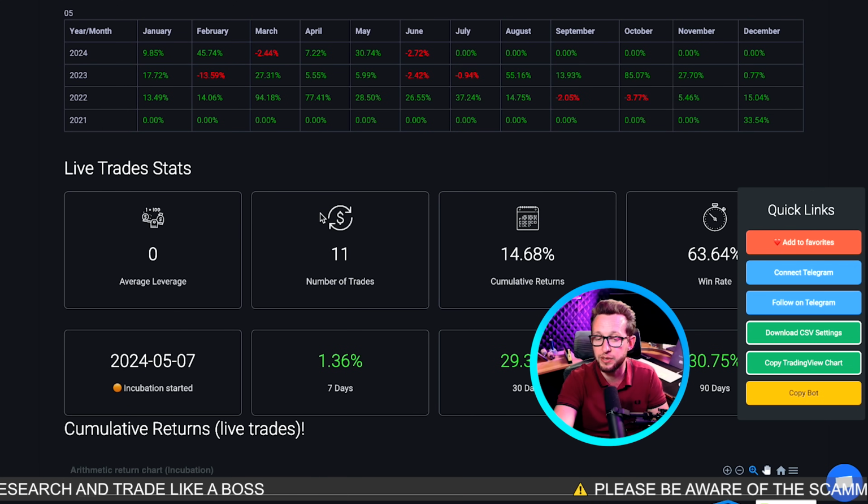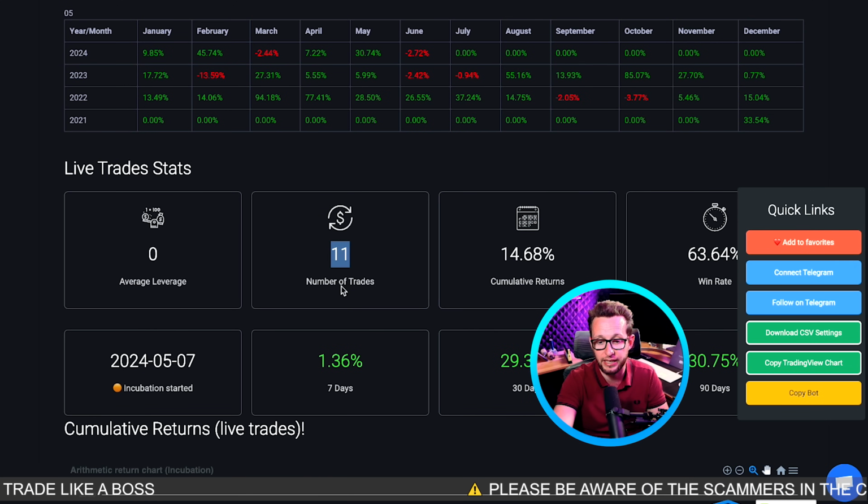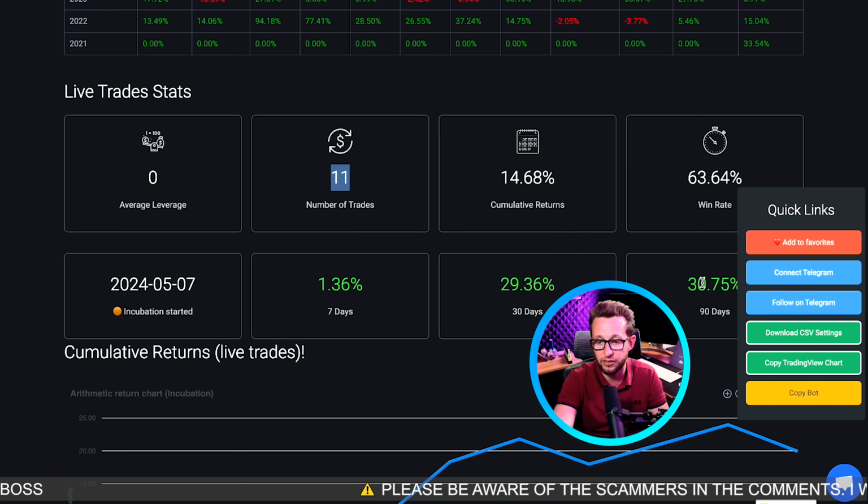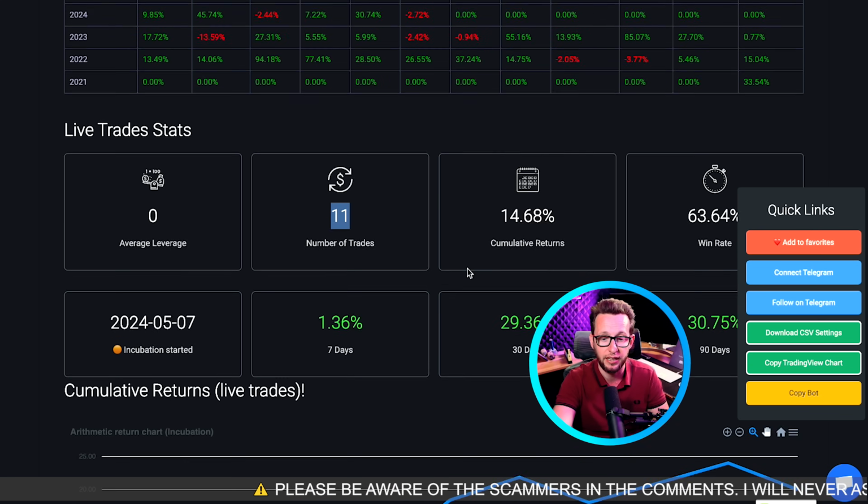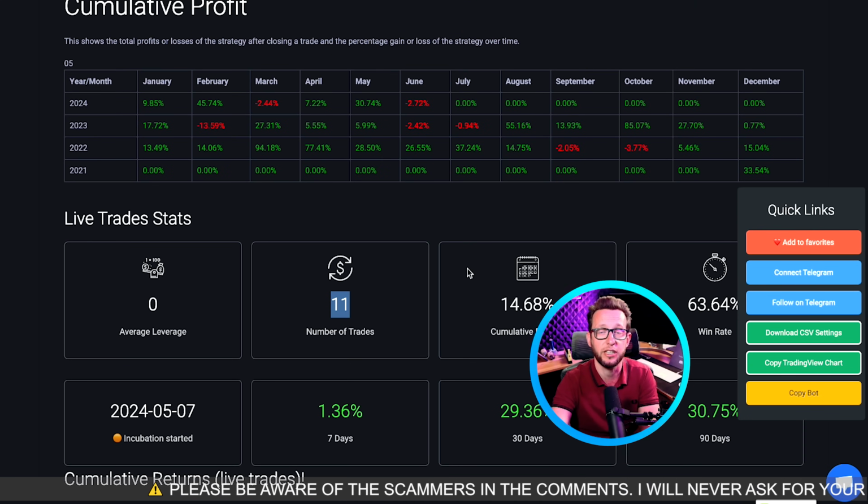As you can see, since we've started this trading strategy, this one has taken 11 trades, and over the past 90 days it's up 30%. Absolutely amazing. There's over 500 trading strategies on there.